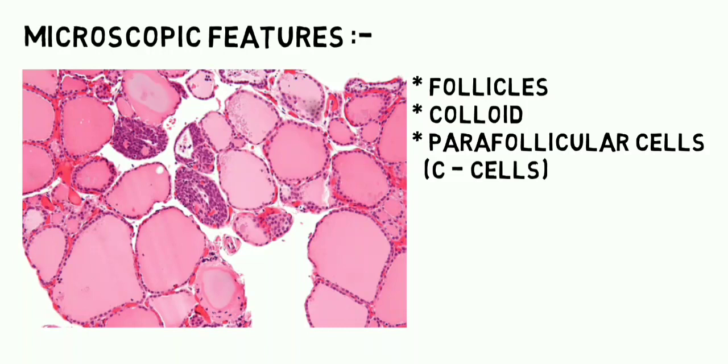The follicles are basically the secreting part of the thyroid gland. They secrete the thyroid hormones and they store them in the colloid, and they release them in the blood when required. The parafollicular cells or the C cells are the small cells which are present between the follicles. They basically secrete calcitonin.